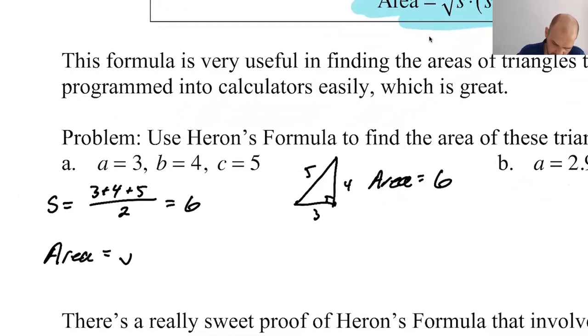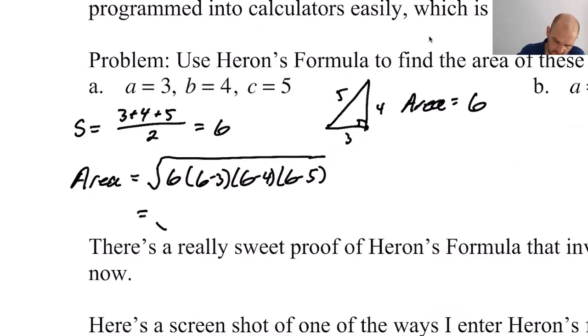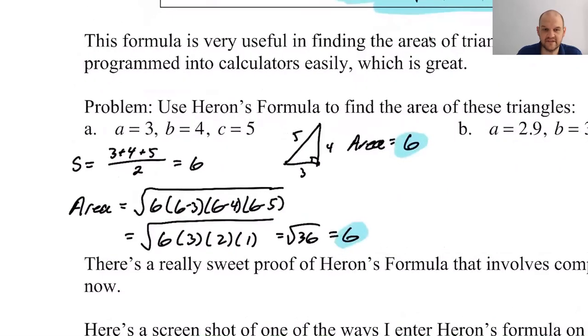Area is going to be the square root of 6 times (6 minus 3), (6 minus 4), (6 minus 5). You can already see this is going to be right. The square root of 6 times 3 times 2 times 1, which is the square root of 36, which is 6. Is your mind blown? I mean, it should be. That's nuts, that we can find the area. So if we know all three sides, this is fantastic, because it's a really straightforward way of doing it.